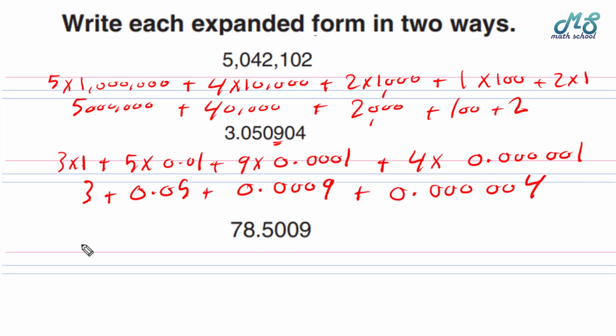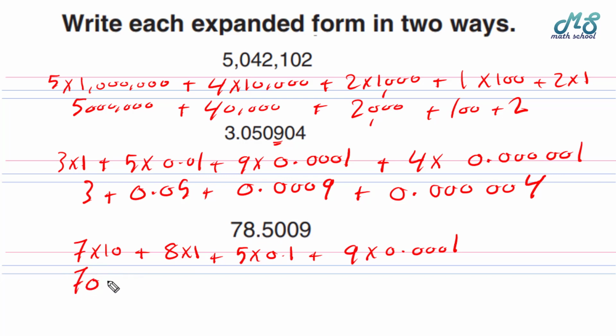78.5009. 7 in tens, its value is equal to 7 times 10. Plus 8 in ones, its value is equal to 8 times 1. 5 in tenth with the THS, don't forget, its value is equal to 5 times 0.1. Plus 9 in 10,000th place. Its value is equal to 9 times 0.0001.